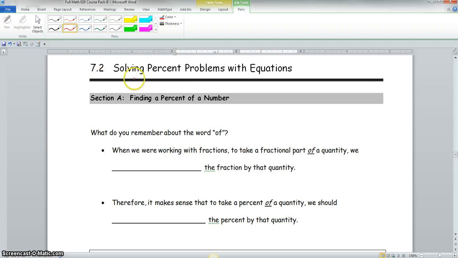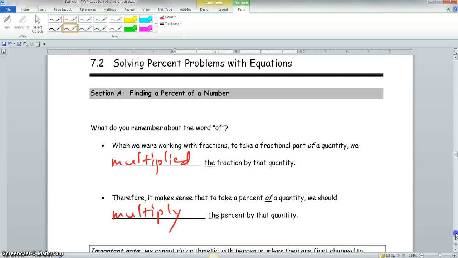Now we move on to 7.2, solving percent problems with equations. Section A, finding the percent of a number. What do you remember about the word of? When we were working with fractions to take a fractional part of a quantity, we multiplied the fraction by that quantity. We multiplied. Therefore, it makes sense that to take a percent of a quantity, we should multiply the percent by that quantity.